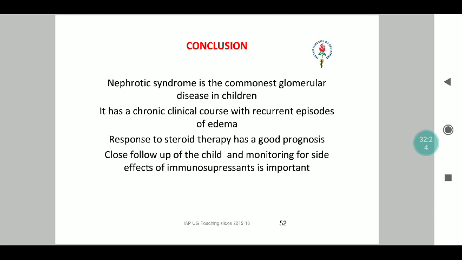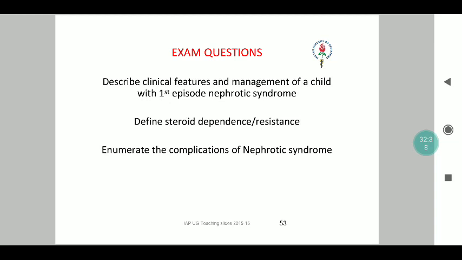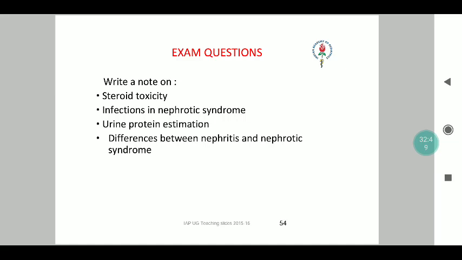To briefly conclude, it's the most common glomerular disease in children. It has a chronic course, responds well to steroid therapy with a good prognosis if identified early. Maintaining follow-up is important, and it's important to watch for the side effects of the immunosuppression. So as you all know, depending on your university pattern, the exam questions are the definitions, describing the entire disease process and complications, or a brief note about any one of the individual topics.